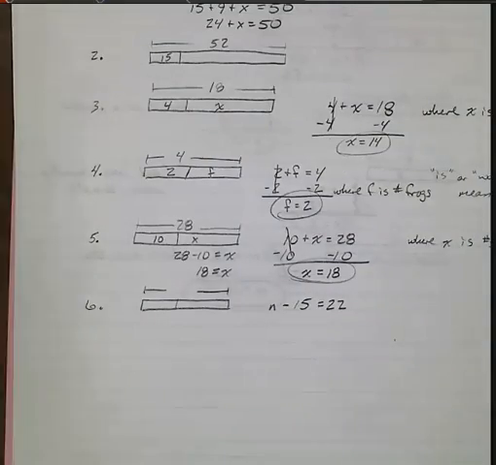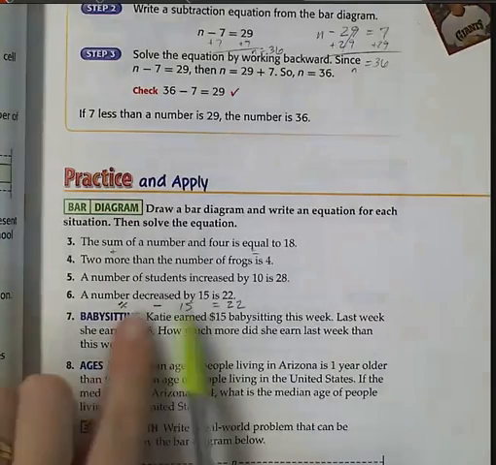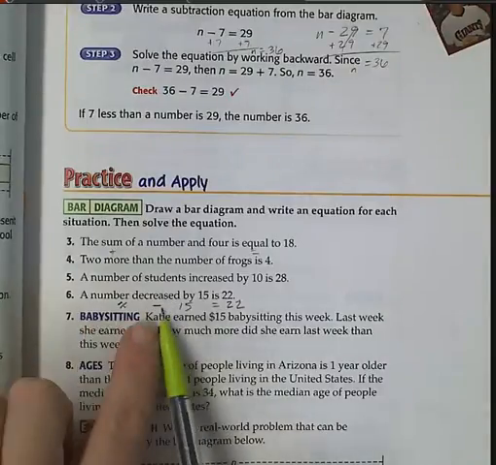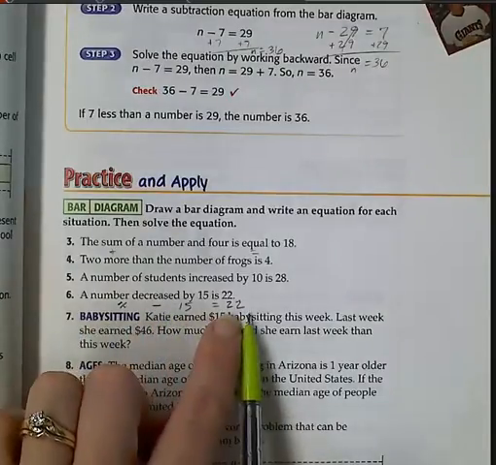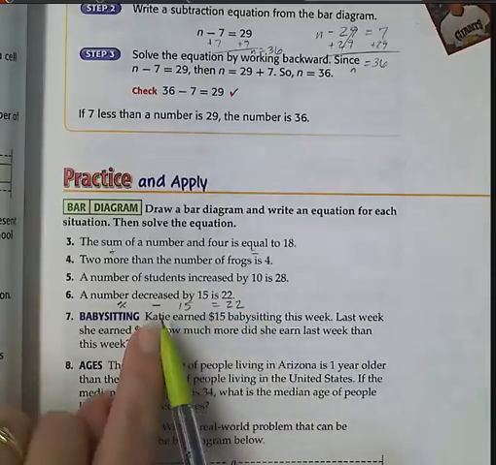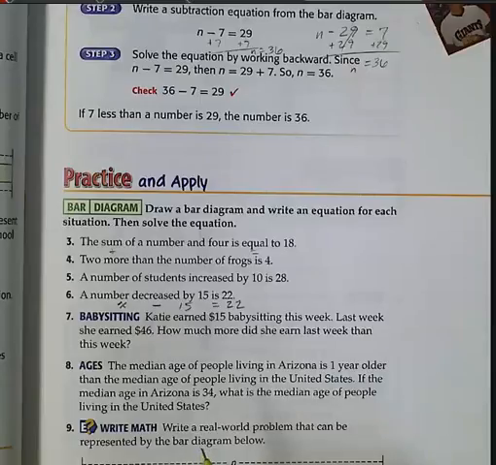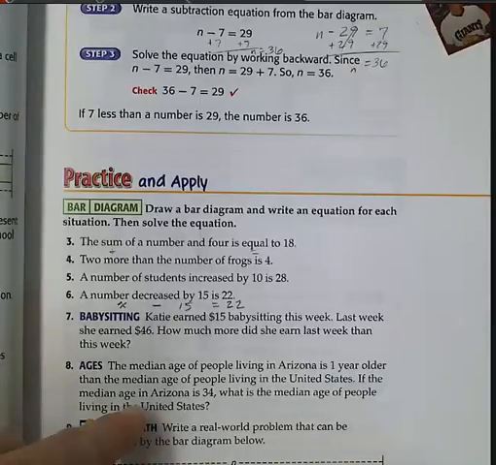And so, decrease to subtraction. A number decreased by 15 is 22. Do you see how I got that equation? Is means equals. Decrease means subtraction. And so it has to be a subtraction sentence based on the words. Could I make an equivalent addition equation? Yes, I could. But based on the words, it's subtraction.